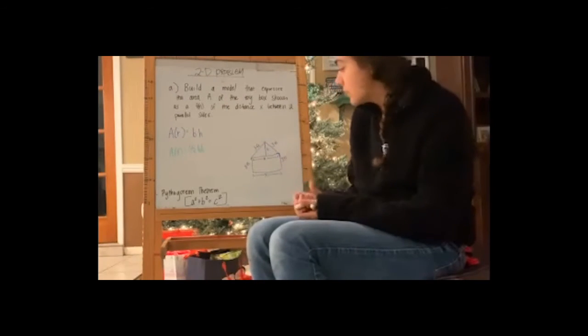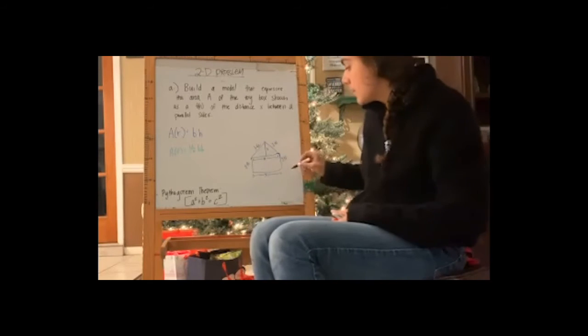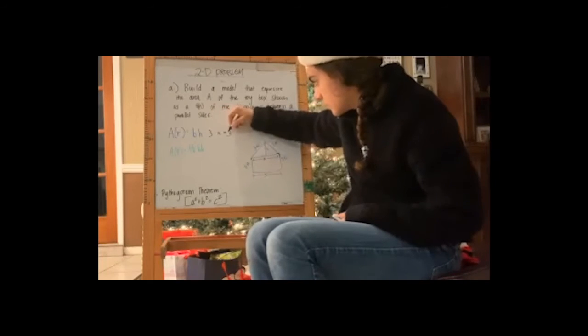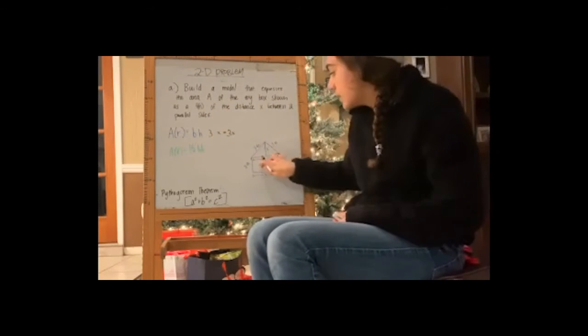So for a rectangle, it's fairly easy. It's just base times height. And in this case, it's going to be x times 3. So x times 3 is 3x. And that's going to be our combined rectangle area.